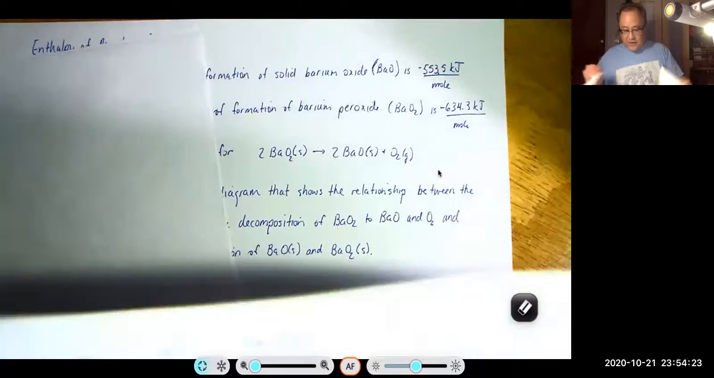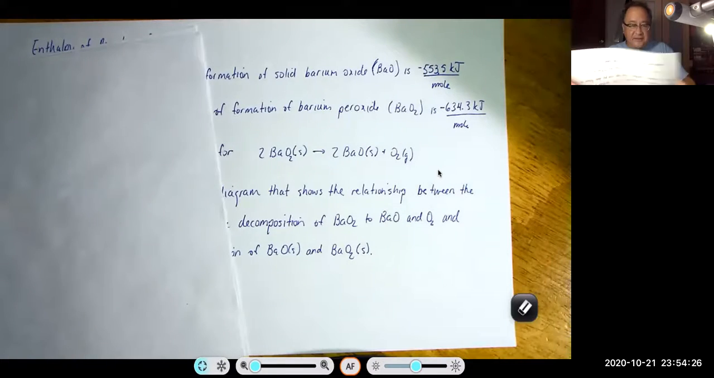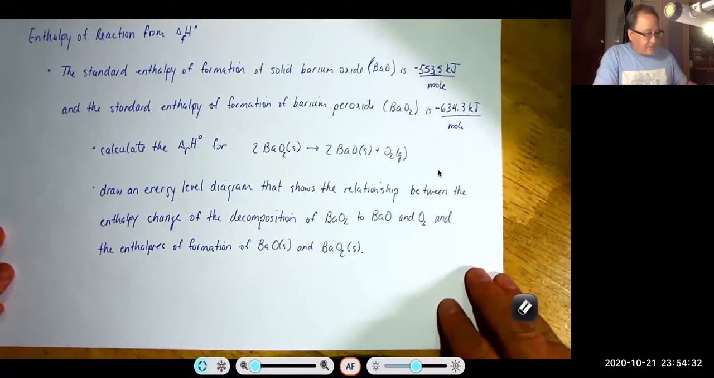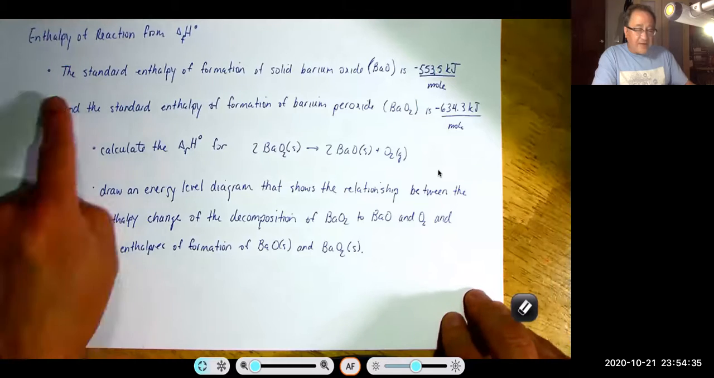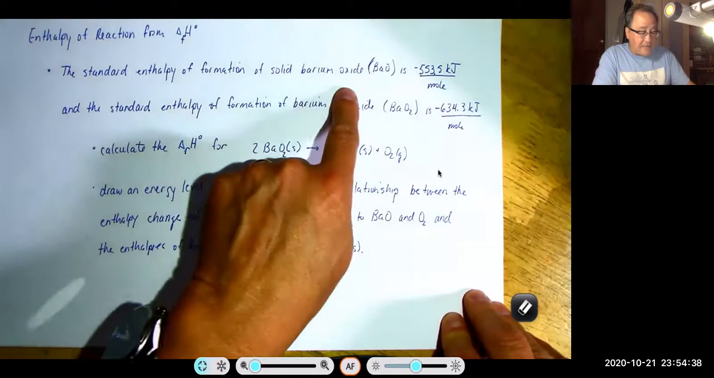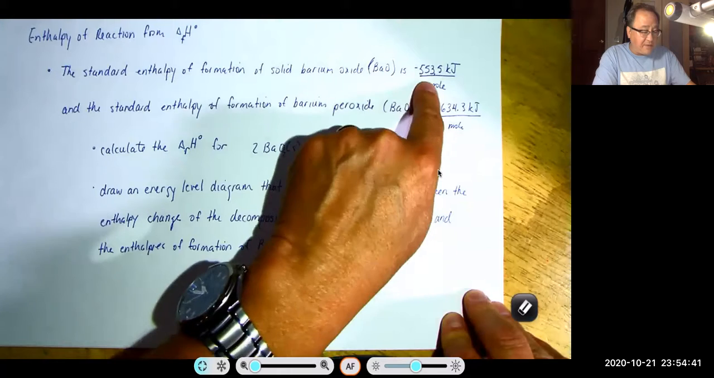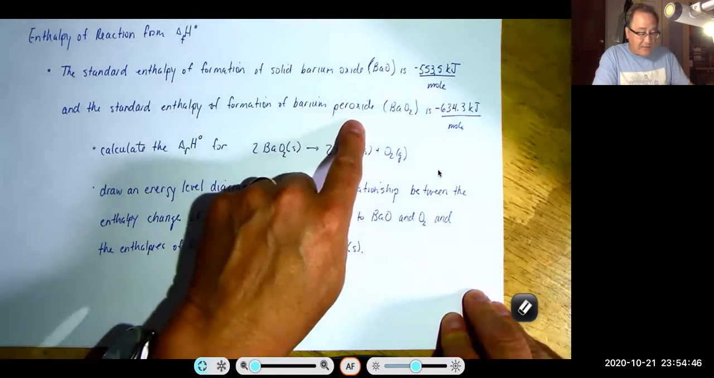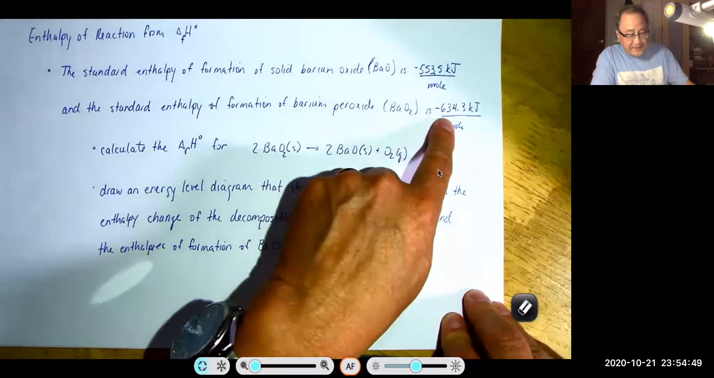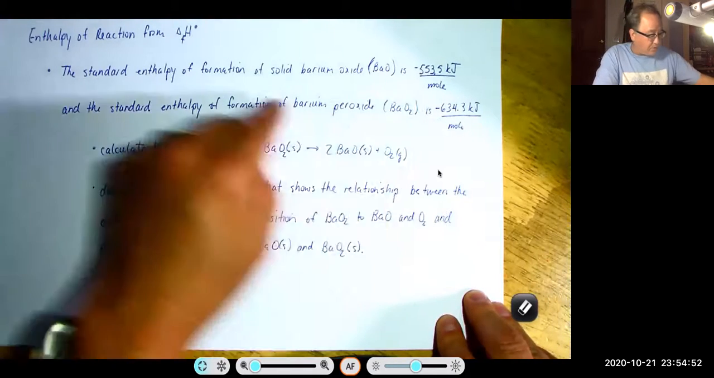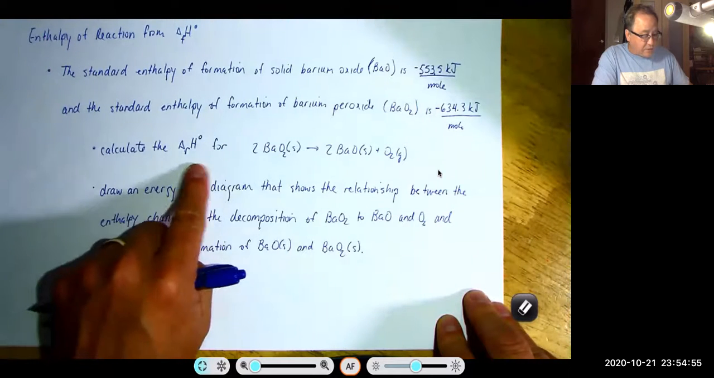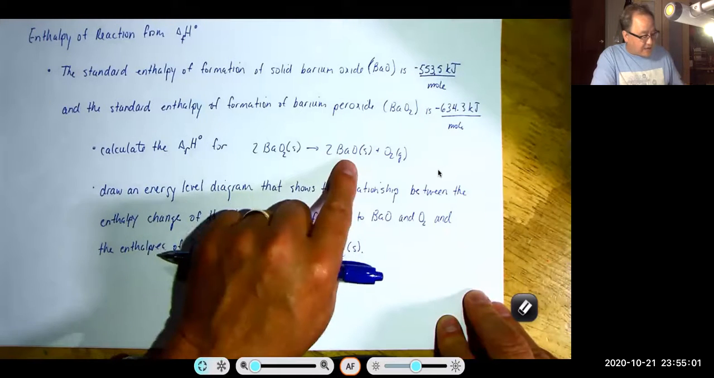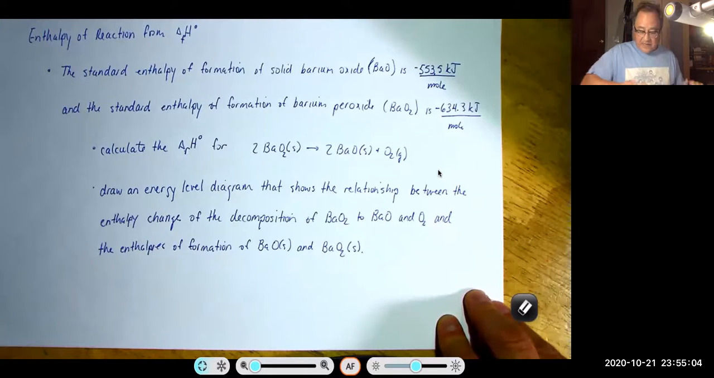All right, let's try another one though, just to try to seal the deal. And here we go. Enthalpy of reaction from enthalpies of formation. The standard enthalpy of formation of solid barium oxide, BaO, is minus 553.5 kilojoules per mole, and the standard enthalpy of formation of barium peroxide, BaO2, is minus 634.3 kilojoules per mole. Calculate the enthalpy of reaction for this reaction where we take the peroxide and it decomposes to make the oxide and oxygen, and draw an energy level diagram.